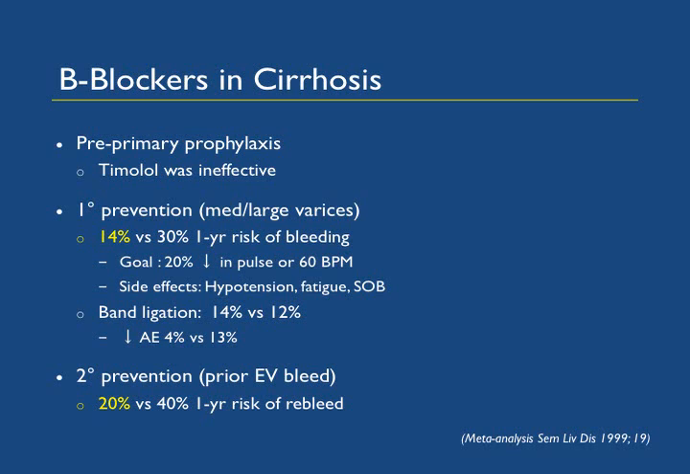It's been well shown, however, that in patients with cirrhosis who frequently are hypotensive and vasodilated, some patients may be intolerant due to the development of significant symptoms of fatigue, hypotension, and even shortness of breath if they have underlying reactive airway disease. Therefore, in patients who are intolerant of beta blockers, another therapeutic option would be band ligation. Band ligation has been directly compared to beta blocker primary prophylaxis and is associated with similar efficacy, with only a 14% rate of bleeding 1 year after band ligation versus 12% with beta blockers in a large meta-analysis.